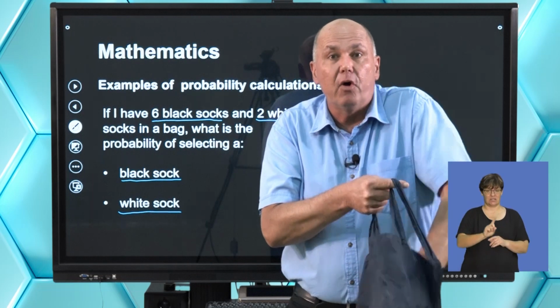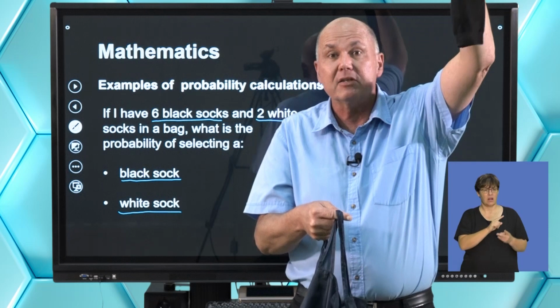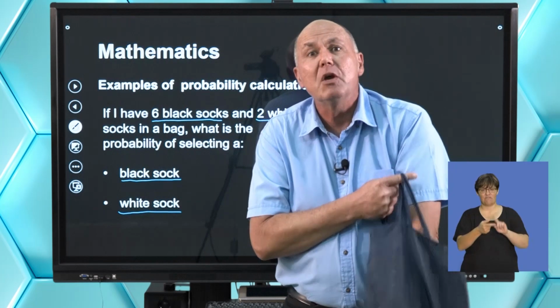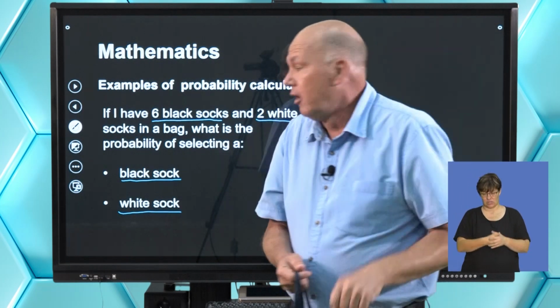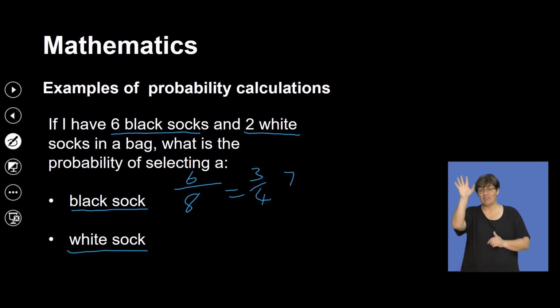Let me see what I'm going to get. The number of black socks. Oh, there we go. There's a black sock. Why? Well, because there were 6 out of 8 for the black socks. So if I was to think about the probability, the total number of socks is 8. The number of black socks is 6. So it's 6 out of 8, which is 3/4. So it's a 75% probability of choosing a black sock.